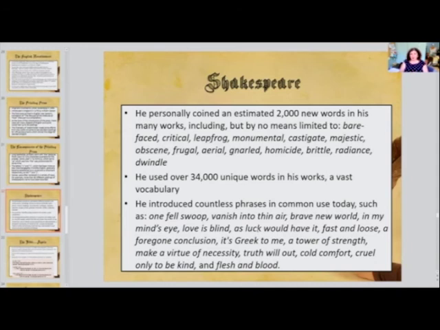I won't bore you with a full list, but you can see there are some examples there and there are things we use all the time. My favorite is homicide, because that's one he would have modified from Latin. Brittle, radiance, many, many, many words. He used over 34,000 unique words in his work, which means he had an enormous vocabulary for the time. And he also introduced a lot of phrases that we still use every day, like one fell swoop, vanish into thin air, brave new world. You can buy posters, I own one, of all of these phrases that Shakespeare coined. So he gives a tremendous amount of weight to the English language.